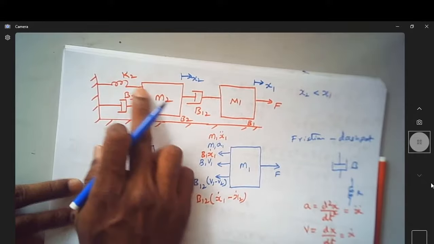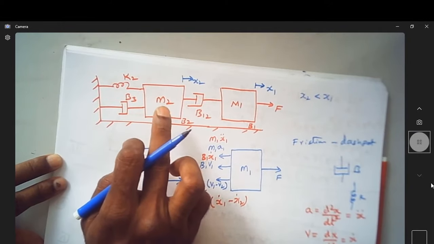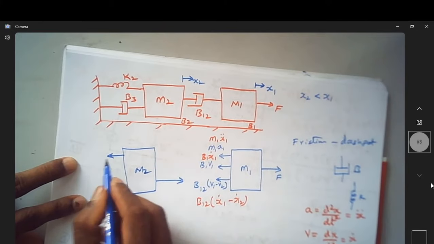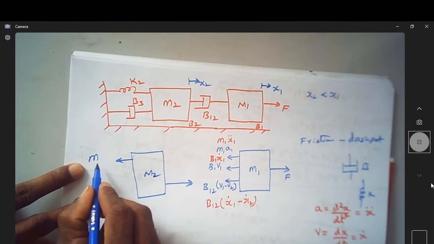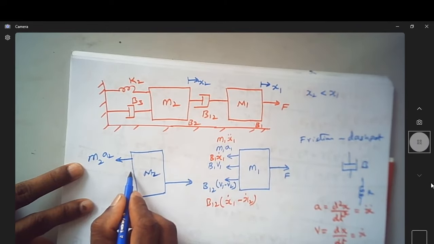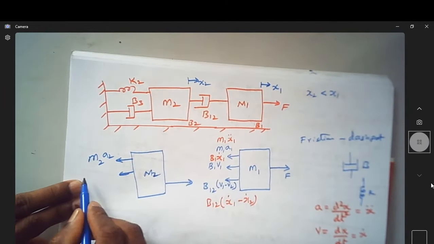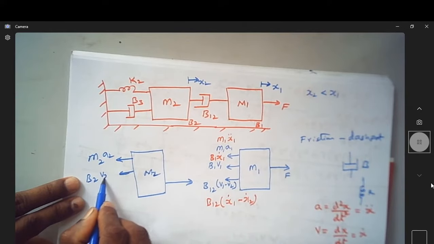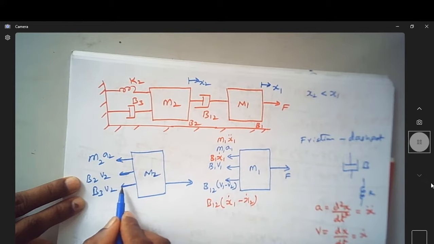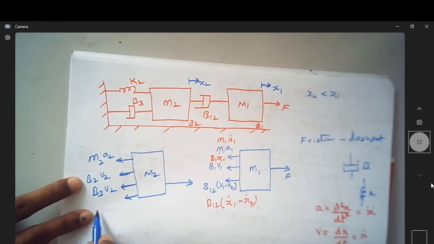Now what are the opposing forces for m2? One is due to the mass itself, which I'll call m2 a2. Then due to friction, it is b2 into v2, and this is again b3 into v2, and there is one more opposing force, which is k2 into x2.